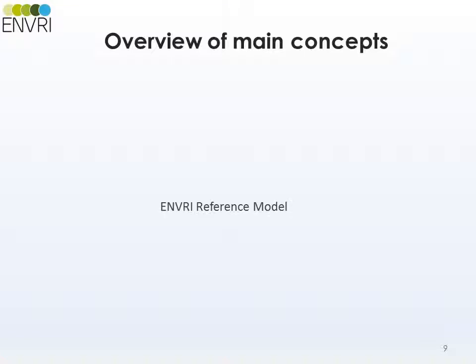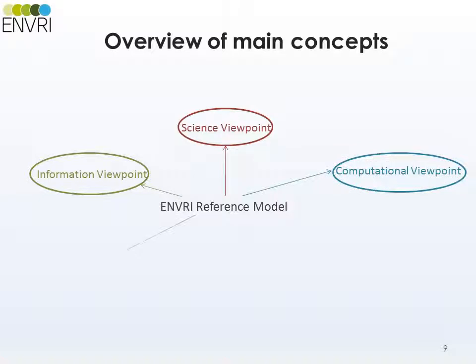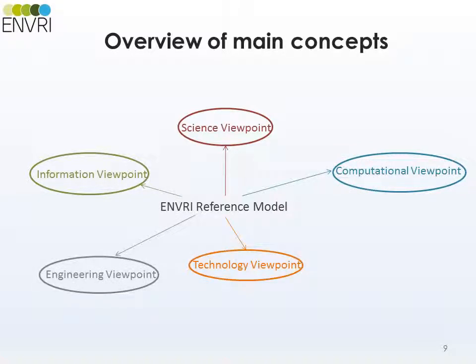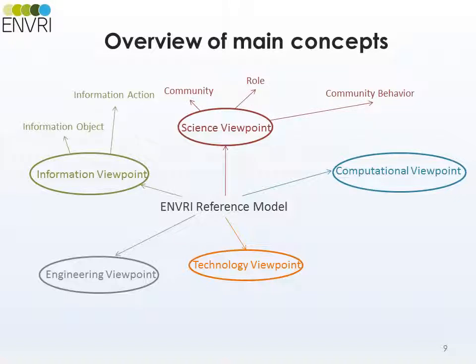This slide shows the main concepts of the ENVRI Reference Model for each viewpoint. In the science viewpoint, we define community, behavior, and role. In the information viewpoint, we differentiate information object and information action. In the computational viewpoint, we identify computational object and interface. We do not tackle the engineering nor the technology viewpoint at this time.